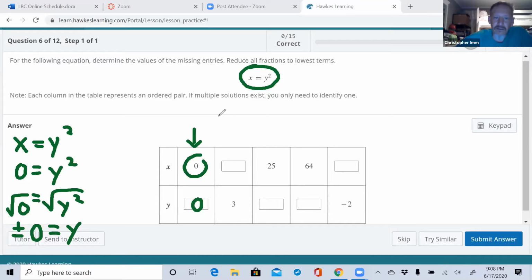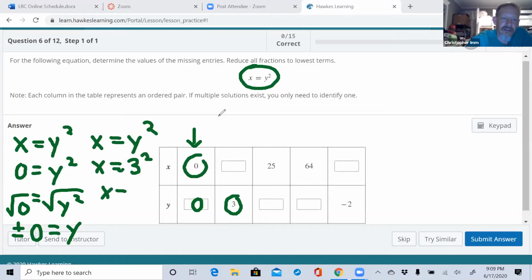Okay, now let's look at our second one. In this case, our y is 3. I'm going to use the same equation, but in this case, I'm going to plug in y is equal to 3 and solve for x. So I have x is equal to 3 squared. In this case, x will be 9. So when x is 9, my y value is 3.